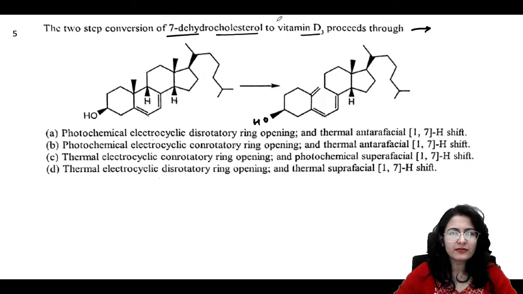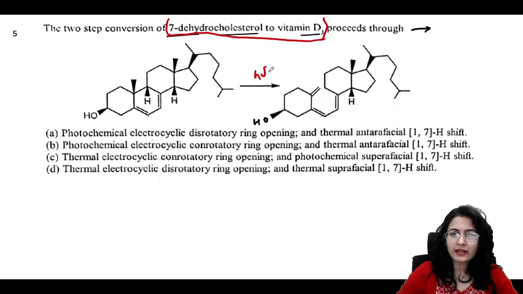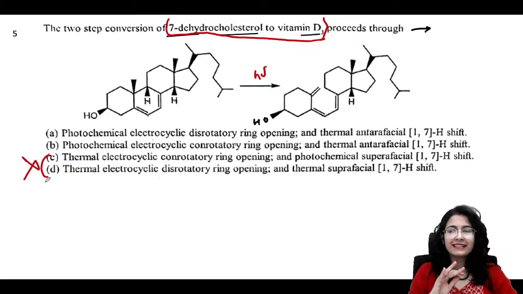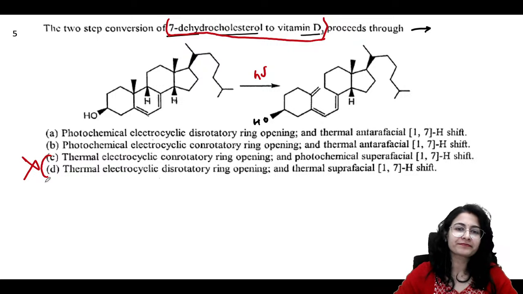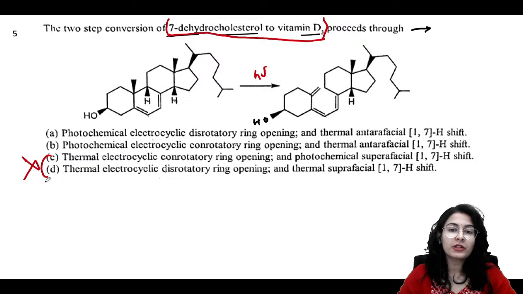To just guess one thing. Two-step conversion. See, this dehydrocholesterol to vitamin D3 takes place in our body also, right? And this reaction takes place in the presence of light, right? So it's not going to be thermal, guys. C और D दोनों गलत है. Okay, so this is a photochemical reaction for the formation of vitamin D3.